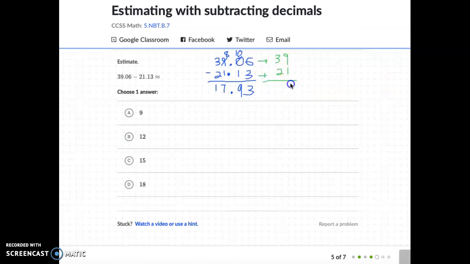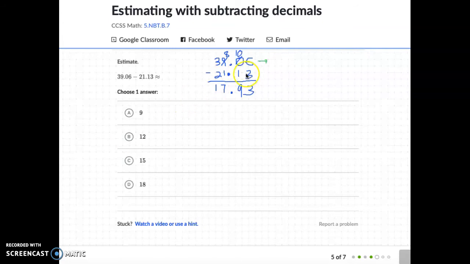9 plus 1 is 10. 3 plus 1 is 4. Plus 2 is 6. But that's not right. Oh my god, I'm confusing you. I'm so sorry. We were supposed to subtract. So we're going to go back and erase all this.